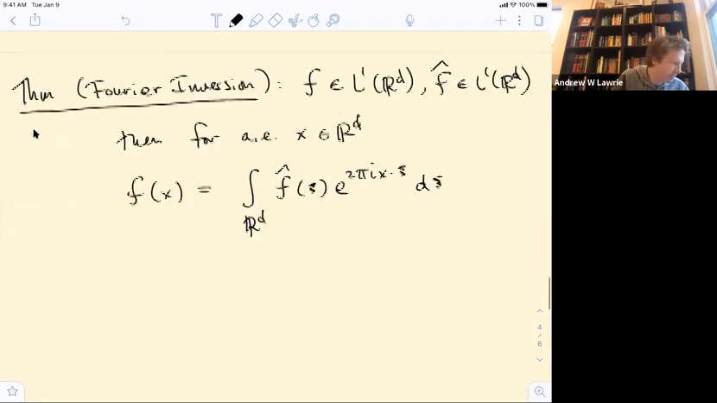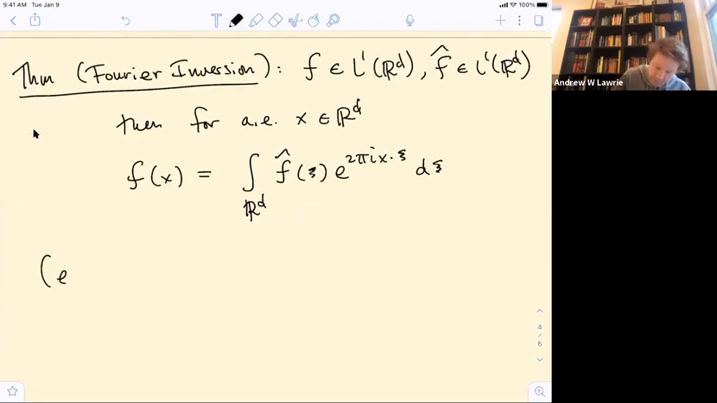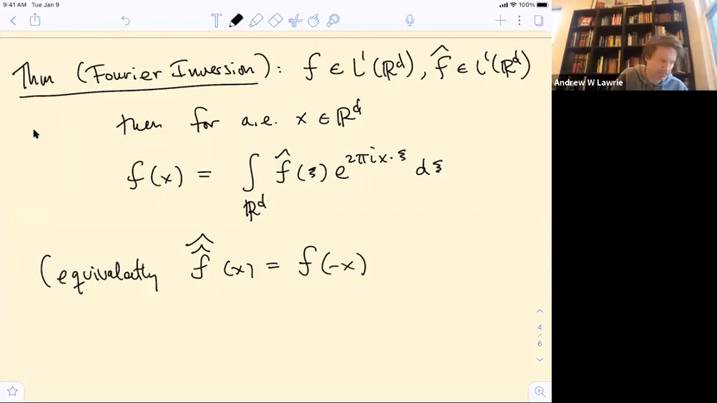Equivalently, f hat hat of x is equal to f of minus x. This is another way of writing the inversion formula, given the way we defined the Fourier transform.